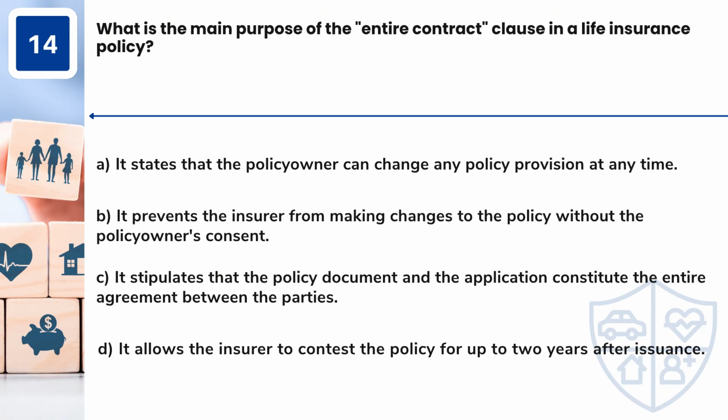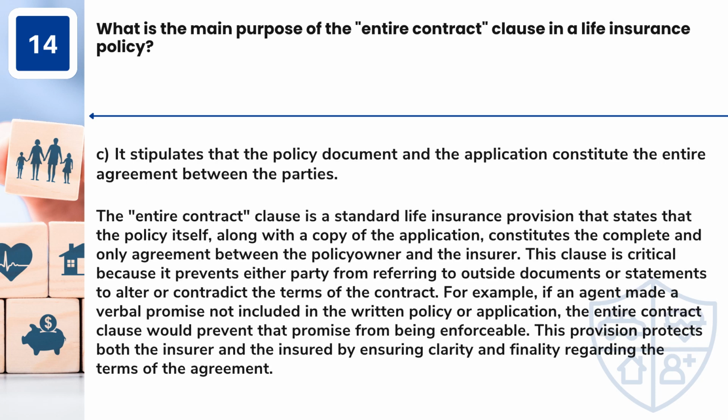Question 14. What is the main purpose of the entire contract clause in a life insurance policy? A. It states that the policy owner can change any policy provision at any time. B. It prevents the insurer from making changes to the policy without the policy owner's consent. C. It stipulates that the policy document and the application constitute the entire agreement between the parties. D. It allows the insurer to contest the policy for up to 2 years after issuance. Answer: C. It stipulates that the policy document and the application constitute the entire agreement between the parties.